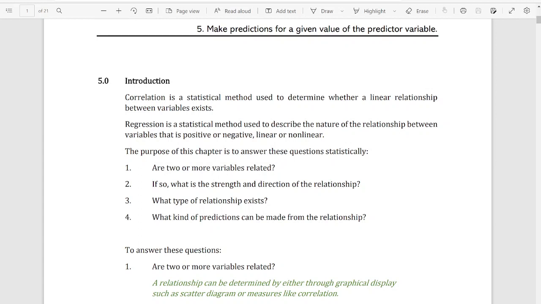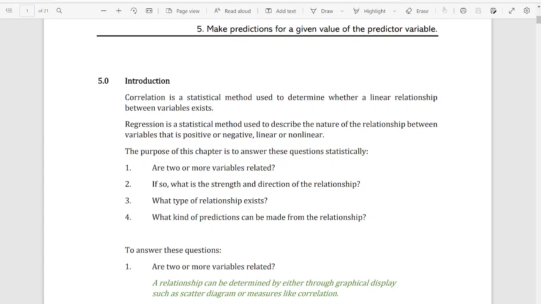Okay. Meanwhile, regression is a statistical method used to describe the nature of the relationship between the variables, that is positive or negative, linear or non-linear. So basically, regression goes beyond the correlation. Of course, in correlation analysis itself, kita boleh tahu sama ada dia linear ataupun non-linear. Adakah dia positif ataupun negatif. But in terms of regression, it goes beyond that. Not only is it looking at the positive, negative, linear or non-linear, it's also looking at the nature whether they affect one another or not.